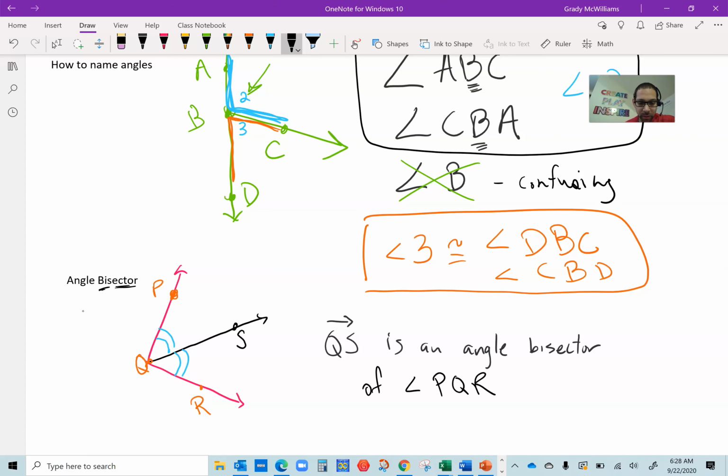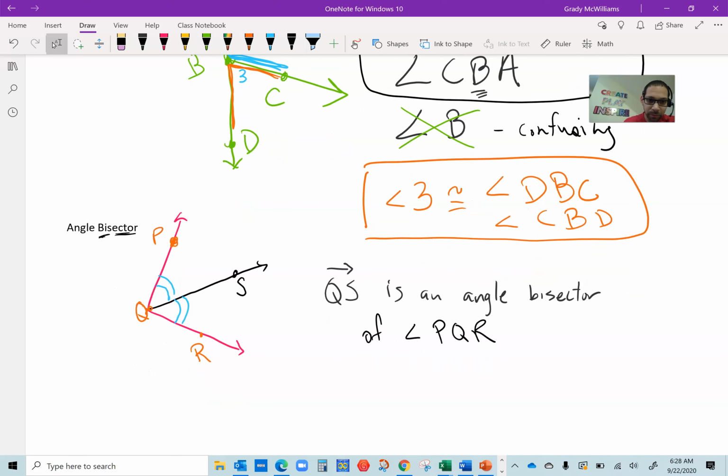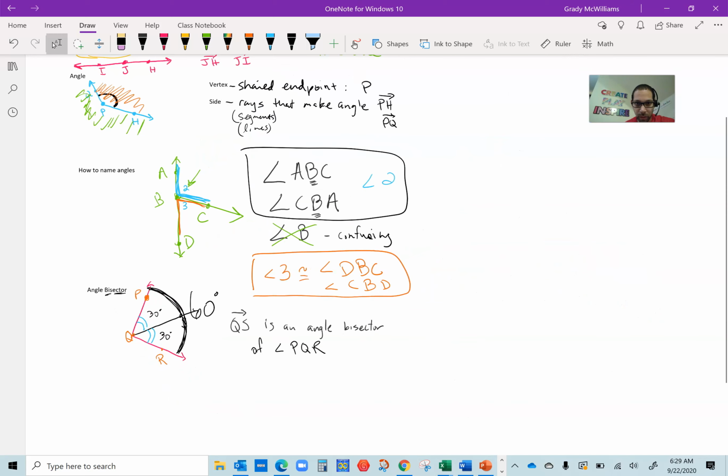So an angle bisector creates two congruent angles. So for example, if this is 30 degrees, then that means this one is also 30 degrees. Put a little degree symbol there. Okay, and degrees is the way we measure how far open the angle is. And that would mean the entire angle PQR is worth 60 degrees. Okay, and we'll talk about angle addition in the next lesson. But that's basically it right there. All right, so I think I covered everything.